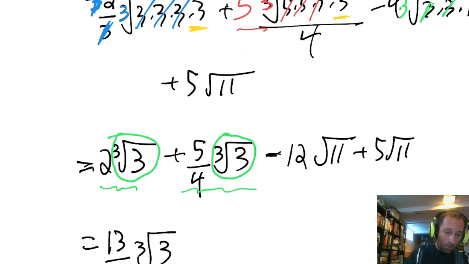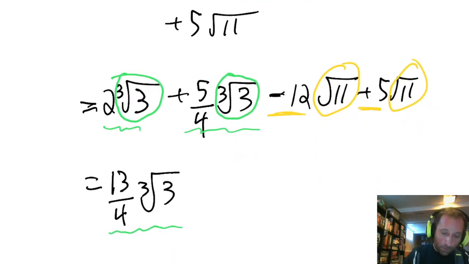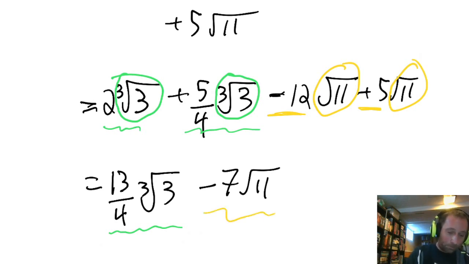Looking over to the final two terms, they both have the root of 11. So I can combine them by adding or subtracting those index values. In this case, negative 12 plus 5 is going to give me a negative 7, I believe. So this is negative 7 times the root of 11. So that would be our fully simplified expression. That was 9D.